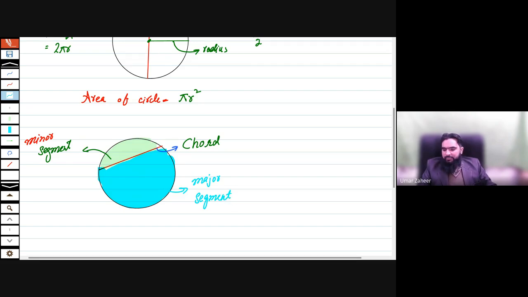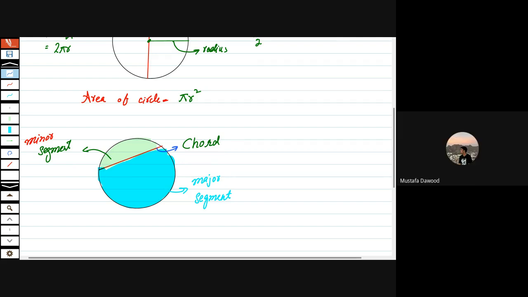Yes, any question up to here? A line that starts from circumference to circumference but does not pass through the center, that line is known as a chord. And obviously, when you draw a chord, it divides a circle into two parts. Each part is known as a segment, and the smaller portion is known as the minor segment, and the bigger portion is known as the major segment. Yes, everyone. Any question up to here? No, sir. All right.